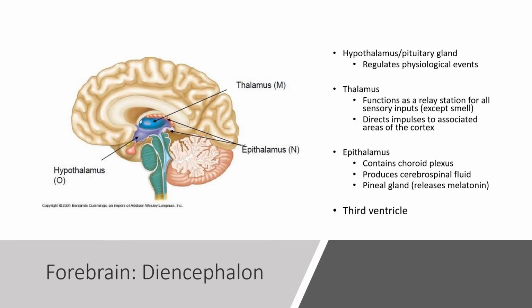motor cortex. The epithalamus contains your choroid plexus, and this is where cerebrospinal fluid is produced. This is also where you'll find your pineal gland, which releases melatonin, so it's involved in your circadian rhythm.